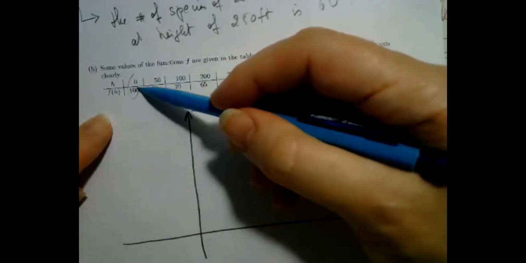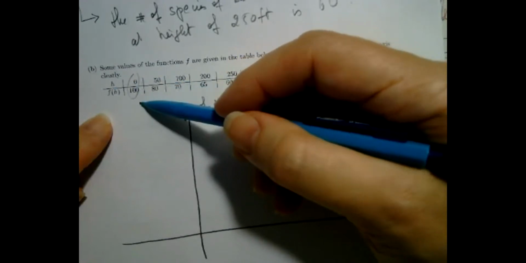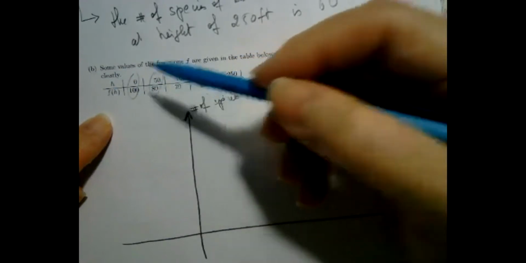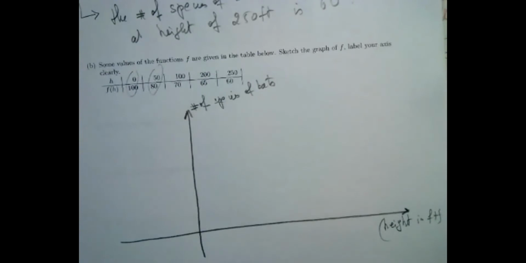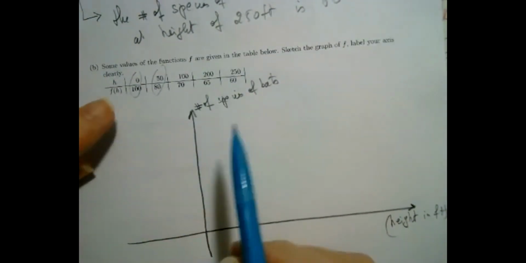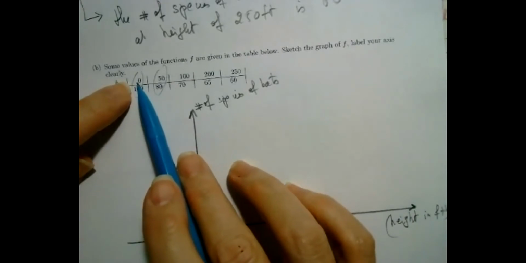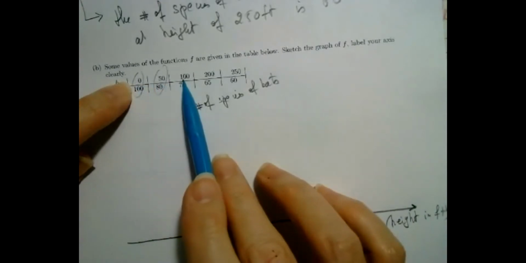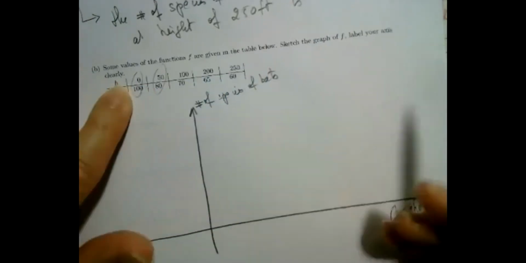And sketching the graph means sketching all the points with coordinates (0, f(0)), (50, f(50)). So first we're going to start with scaling. What's in the domain here? The domain is all the input values. So the input values are 0, 50, 100, 200, 250. That's what I am giving you.